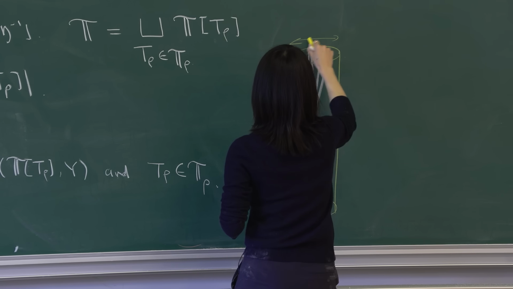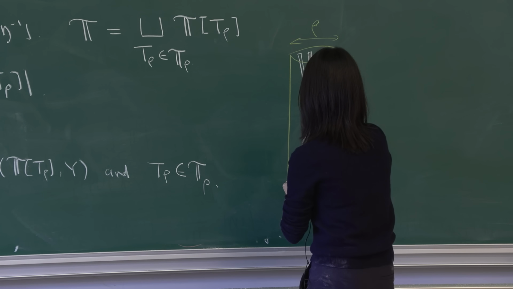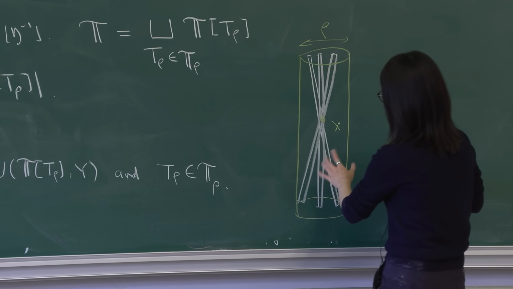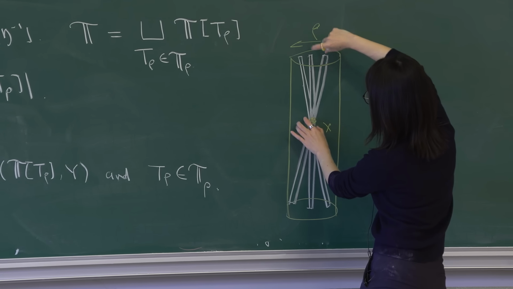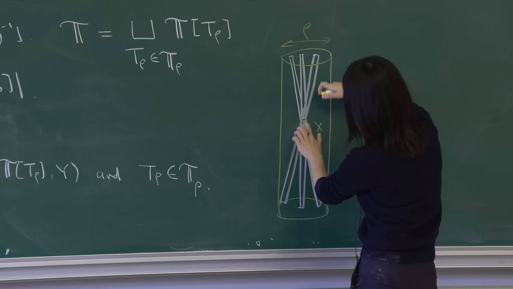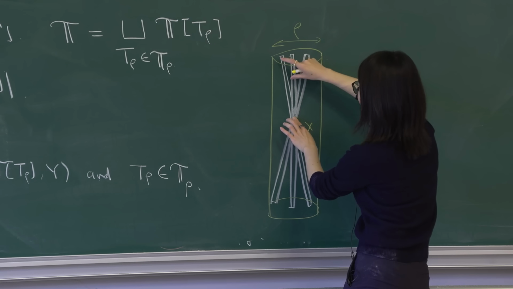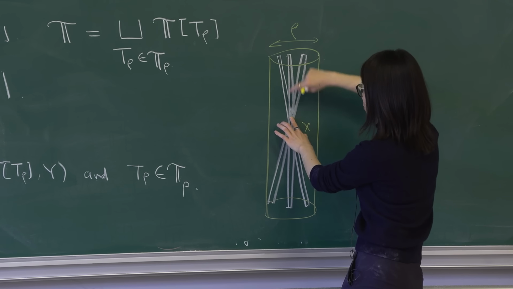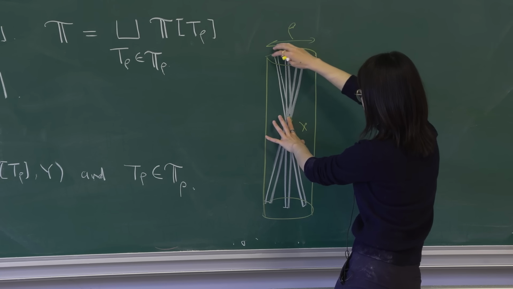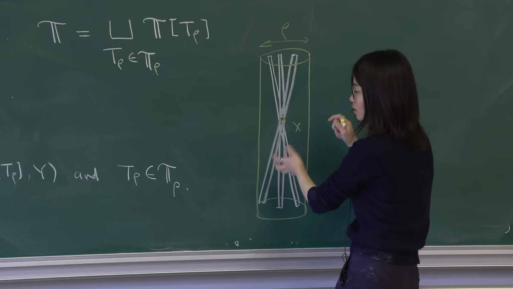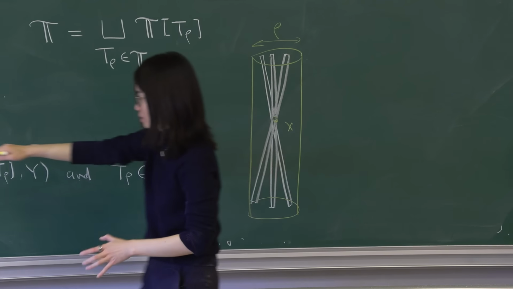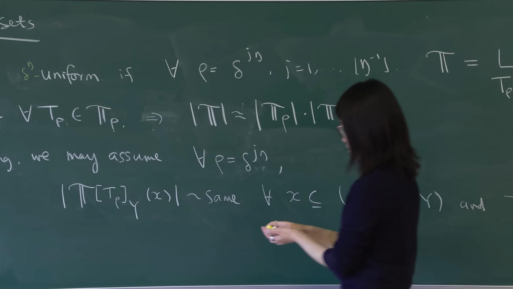Let's say this is rho, and let's say this is x. It just says that for any row, the number of thin tubes whose shading contains x is roughly the same as we vary our x and as we vary the t row. And this holds for this many rows.